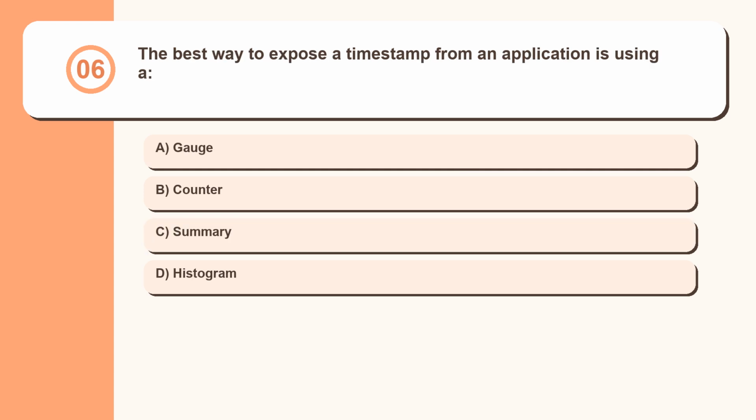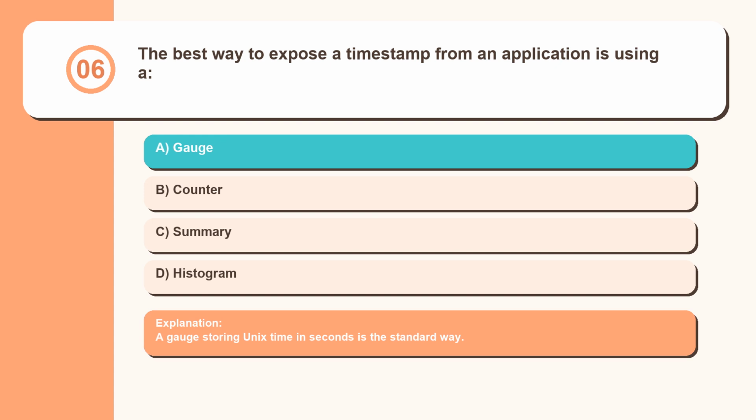Question 6. The best way to expose a timestamp from an application is using a gauge, counter, summary, histogram. A gauge storing Unix time in seconds is the standard way.